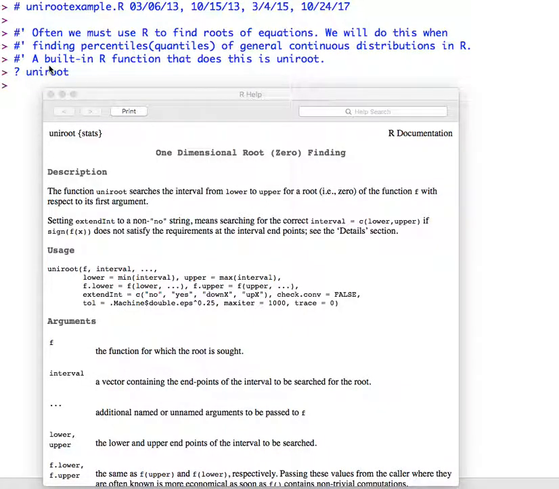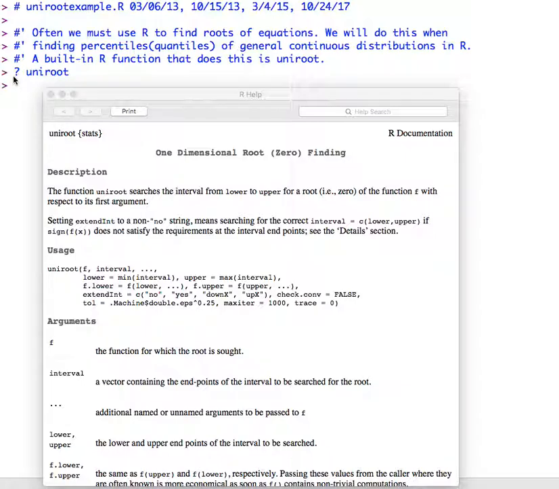Often we use R to find roots of equations. This has to be done numerically because R doesn't do anything symbolically. In particular, we're going to find roots when we're finding percentiles of general continuous distributions in R. A built-in function that does this in R is called uniroot.